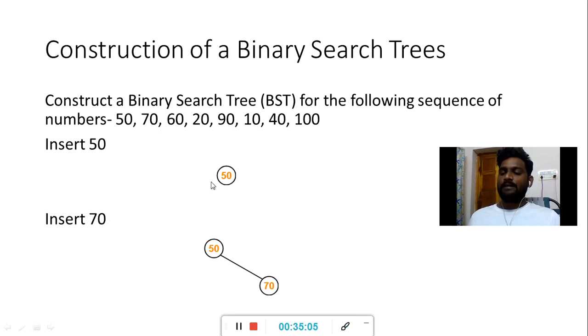That element can be inserted into the left subtree or otherwise into the right subtree. Here 70 is compared to the root, 50: less than or equal, or greater than or equal. All values greater than or equal to the root node value go to the right. Here 70 is greater than or equal to 50, so 70 is placed in the right subtree.